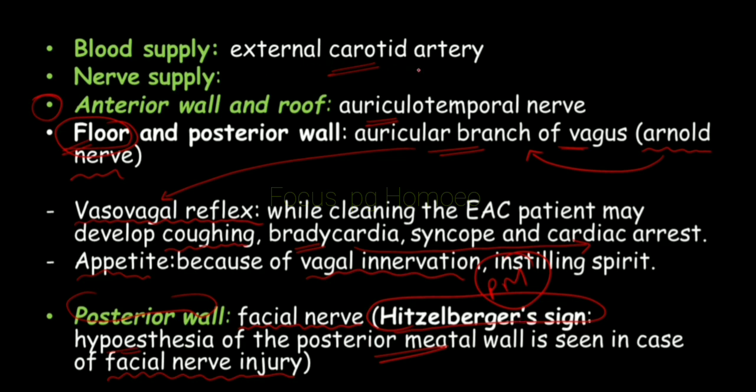So blood supply, external carotid artery; the pinna is supplied by the posterior auricular branch of the external carotid artery, same. Nerve supply: the anterior wall is supplied by the auriculotemporal nerve. Floor and posterior wall are supplied by the auricular branch of the vagus, which is also called Arnold nerve. Vasovagal reflex and increased appetite occur whenever the auricular branch of the vagus is stimulated. Then the posterior wall is supplied by the facial nerve, and Hitselberger sign is none other than hypoesthesia of the posterior meatal wall, seen in facial nerve injury. So let's go next.